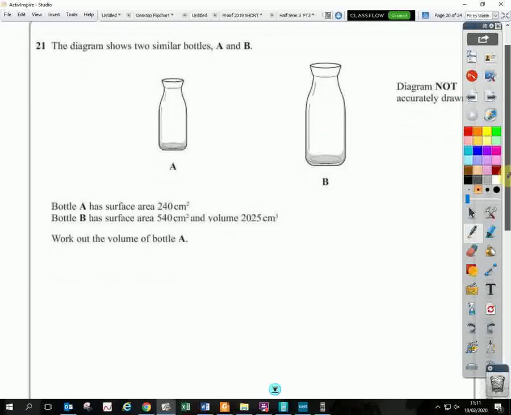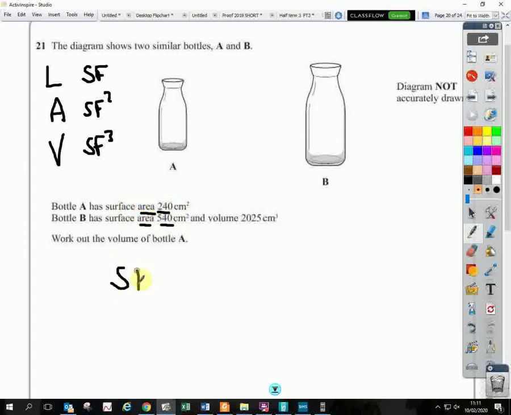So this question is about similar shapes to do with length, area and volume. Length is associated with scale factor, area scale factor squared and volume scale factor cubed. We are given information about the surface area of bottle A and the surface area of bottle B. So I'm going to work out the scale factor squared between A and B. And I can do that by dividing 540 by 240.